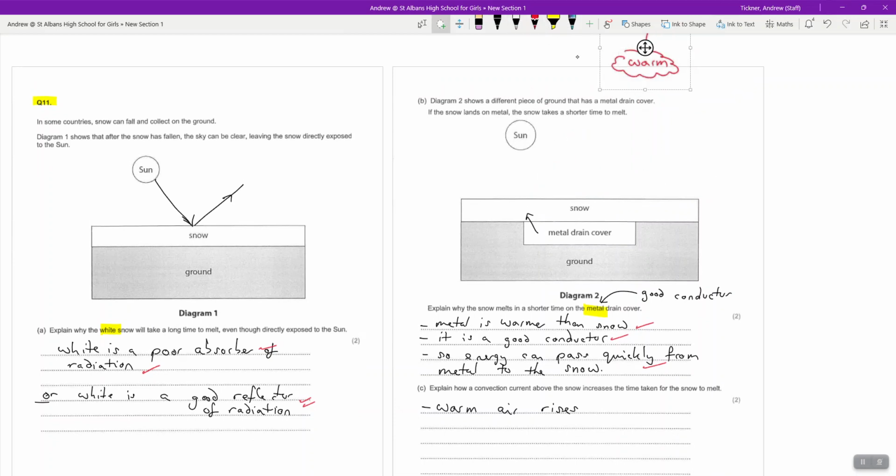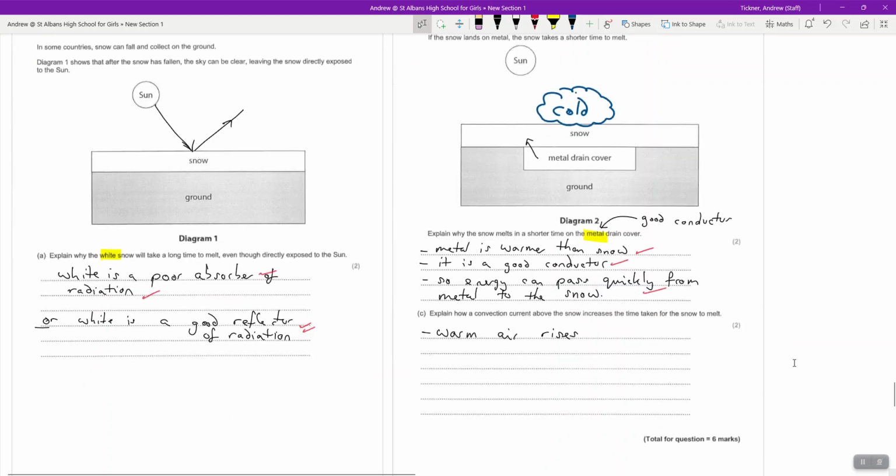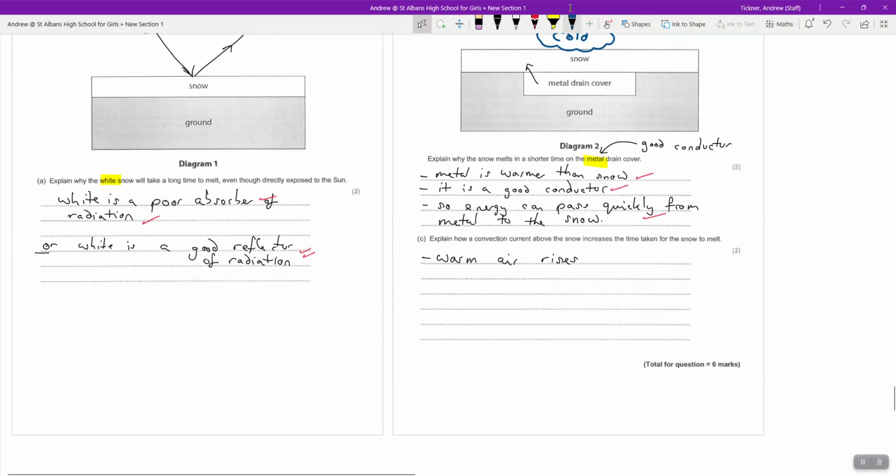What therefore is going to replace that warm air? Well, what will replace that warm air? I'm going to write it in blue. It's some cold air. Cold air is going to come in and now sit above the snow. So now we no longer are in contact with warm air, we're in contact with cold air, and therefore that is going to slow the rate at which energy is transferred. Energy doesn't transfer as quickly out of the cooler thing as it does the hot thing.